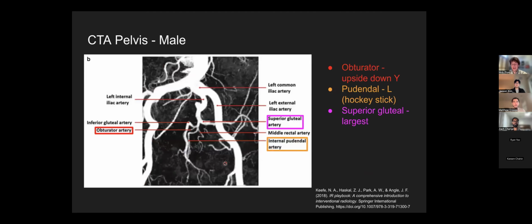This is a CTA of a pelvis in a male. Some of these arteries have certain distinct looks. The obturator is often known for looking like an upside down Y. The pudendal looks like an L, like a hockey stick. And then the superior gluteal, which comes off of the posterior division, is known for being the largest in that area.